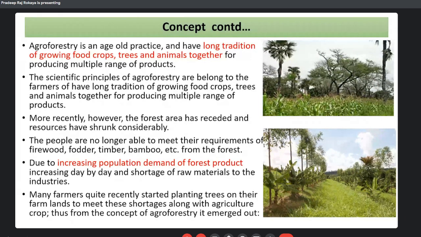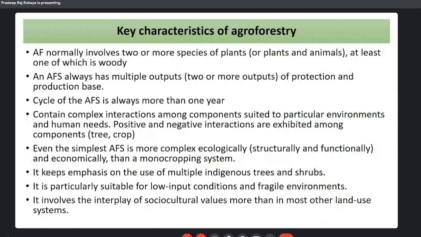Due to the increasing population, the demand for forest products is increasing day by day, and there is a shortage of raw material to the industries. So agroforestry practice is very important, and many farmers quite recently started planting trees on their farmland to meet their shortage, along with the agriculture crops. Thus the concept of agroforestry emerges.